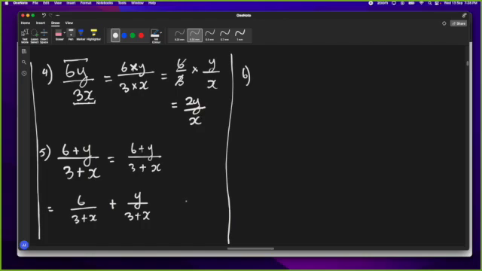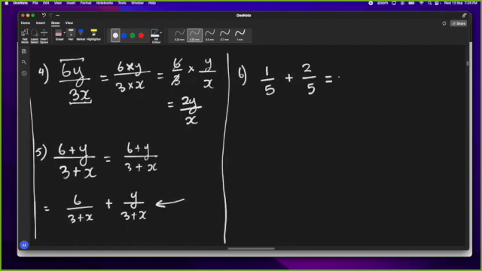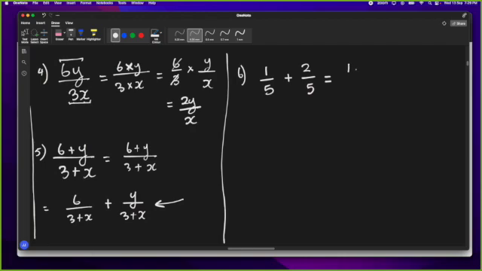You know why I could make the separation? Here, if I had 1 over 5 plus 2 over 5. You can add 1 and 2. So this is 1 plus 2 over the same denominator. Do you get what I'm saying, Sydney? Yeah. This is 1 plus 2 over the same denominator.